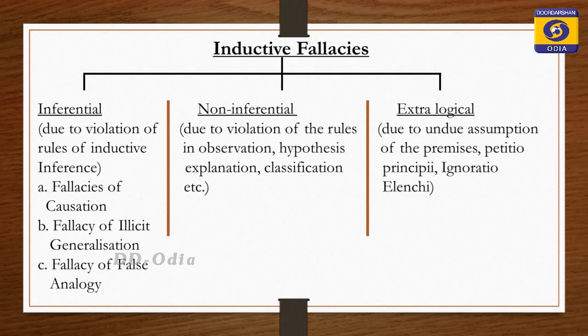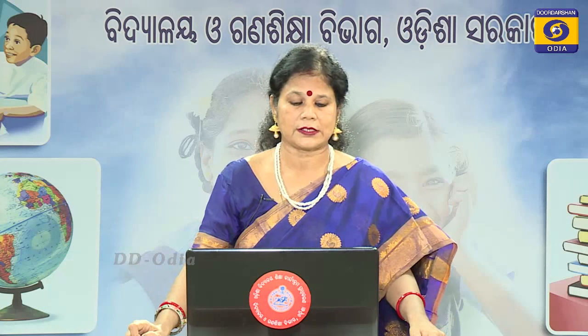Then extra logical fallacies. So, under extra logical fallacies, we have fallacy of undue assumption. Under fallacy of undue assumption, we have two fallacies, fallacy of petitio principii and fallacy of falsity of a premise. Then we have ignoratio elenchi. Now, let us discuss this inferential fallacies.